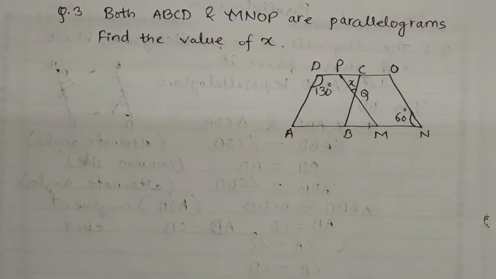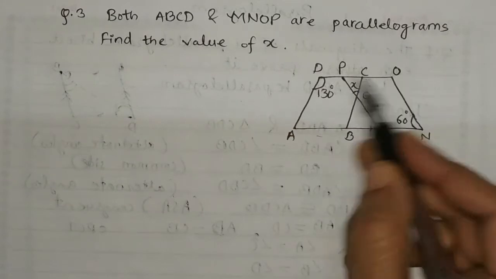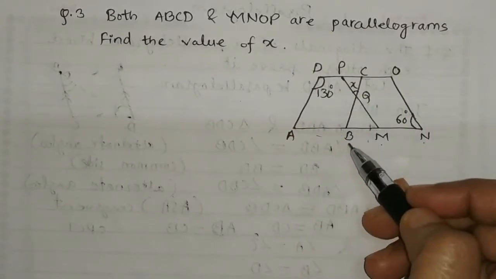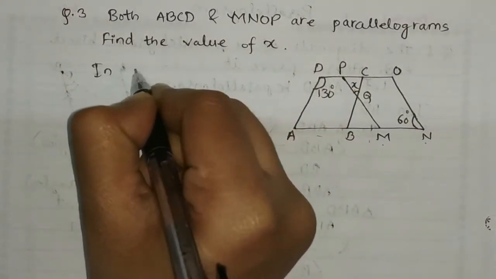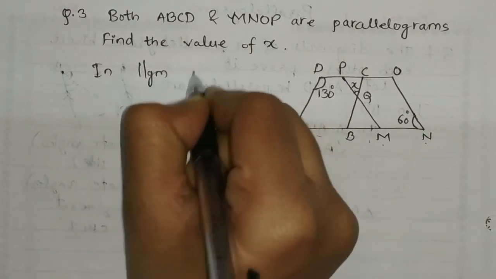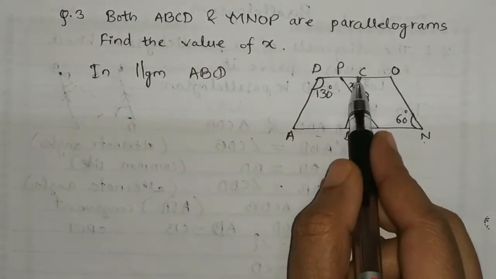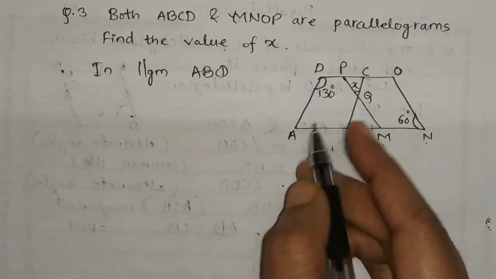Now we will solve this question. Here ABCD and MNOP both are parallelograms. We have to find the value of this angle C. So we'll see that in a parallelogram ABCD, this angle D and this angle C are adjacent angles, and adjacent angles in a parallelogram are supplementary.